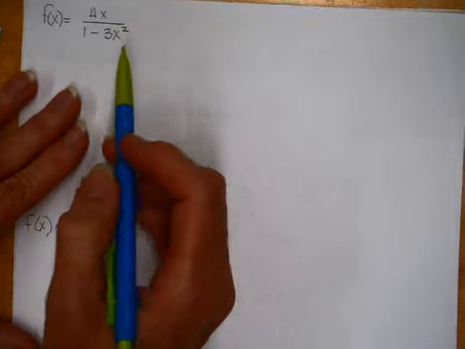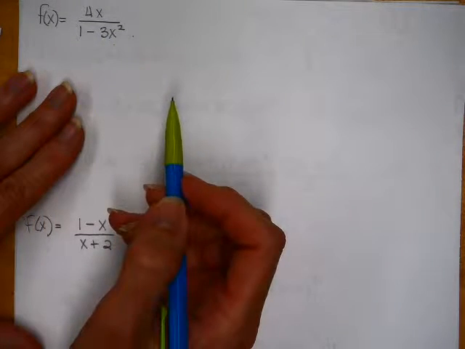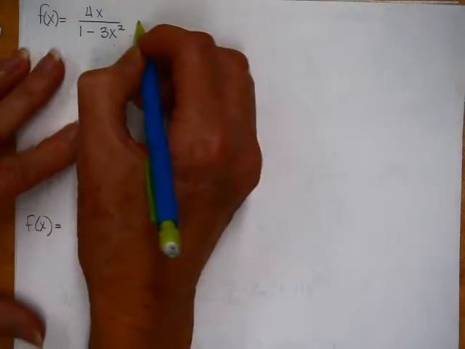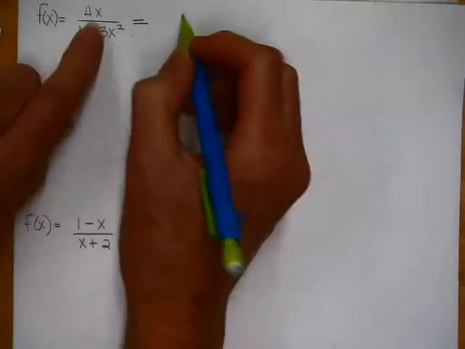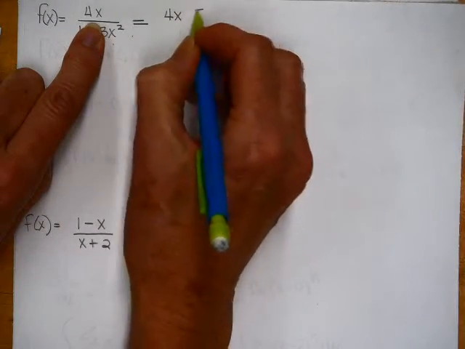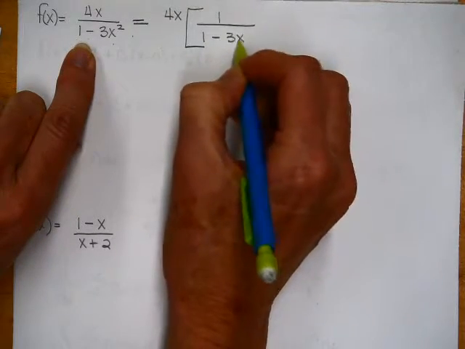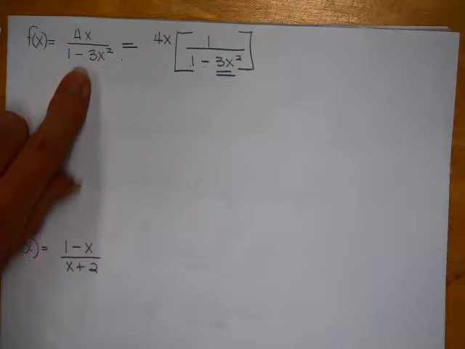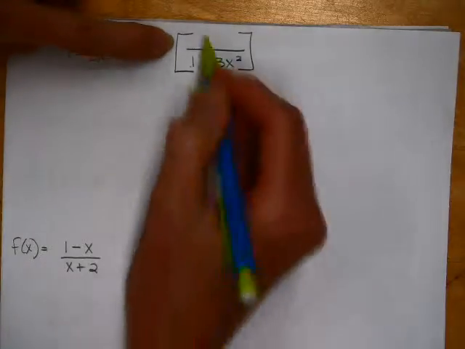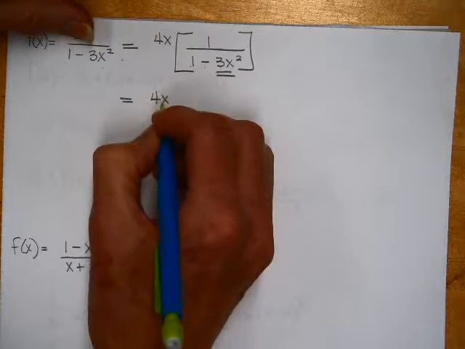I have 4x over 1 minus 3x squared. Alright, so what I need for this one, I need a 1 on the top. So I'm going to factor the 4x off of the top. So I have 1 over here, and I need 1 minus something. Well, I've got 1 minus something. So this is in the correct form in the brackets. So the 4x goes outside.